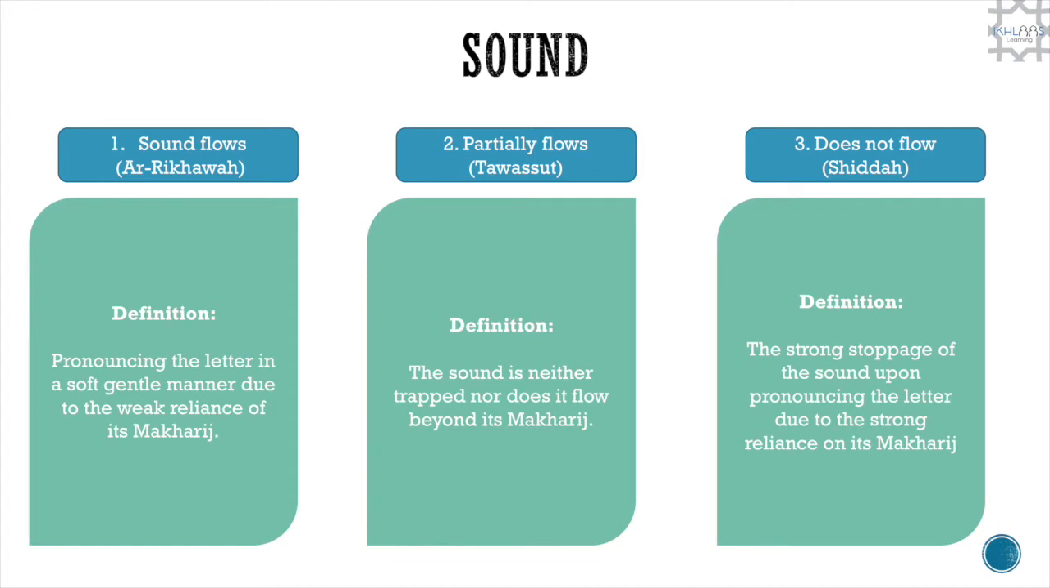The sound flowing, which is called al-rikhawa, is pronouncing the letter in a soft, gentle manner due to the weak reliance of its makhraj. The sound partially flowing, which is known as tawassut, is the sound is neither trapped nor does it flow beyond its makhraj. And the sound does not flow, which is known as shidda, is the strong stoppage of the sound upon pronouncing the letter due to the strong reliance on its makhraj.